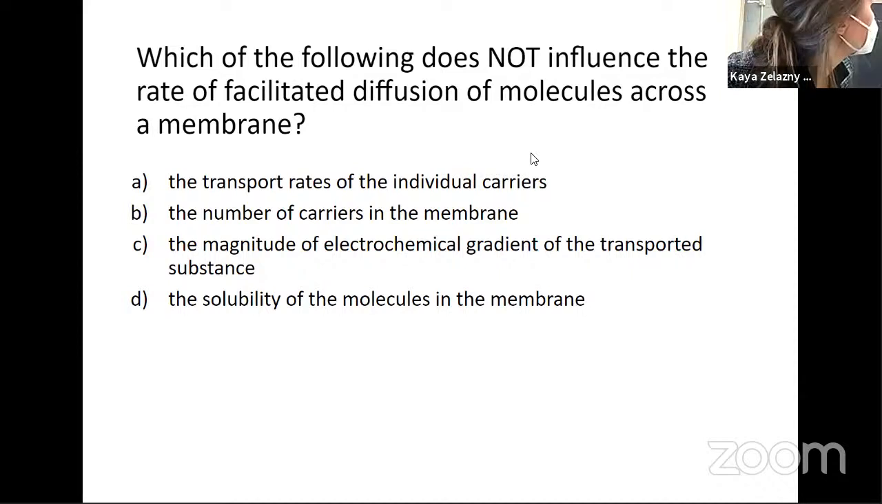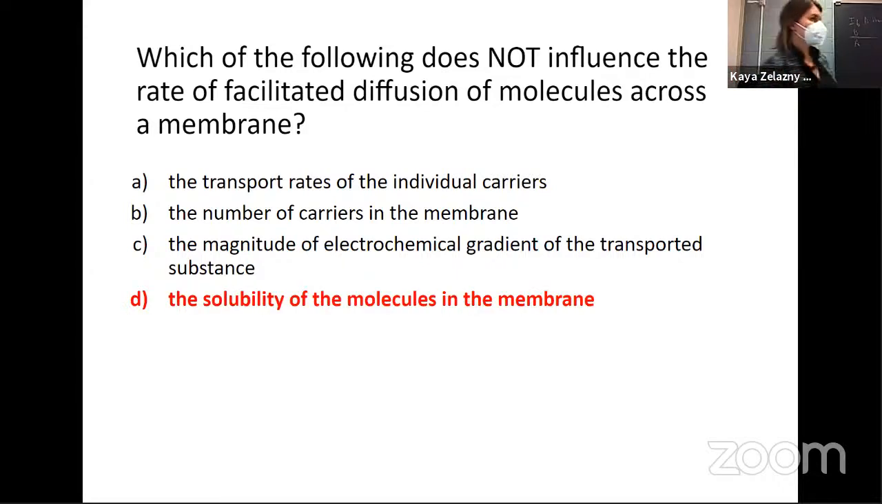I didn't make these as poll questions, so go ahead and just read them and we'll go through the answers. I got a couple things here. Thinking about facilitated diffusion, what would not affect our rate? A, the transport rates of the individual carriers, those transport molecules. B, the number of carriers in the membrane. C, the magnitude of our gradient. Or D, the solubility of the molecules in the membrane.